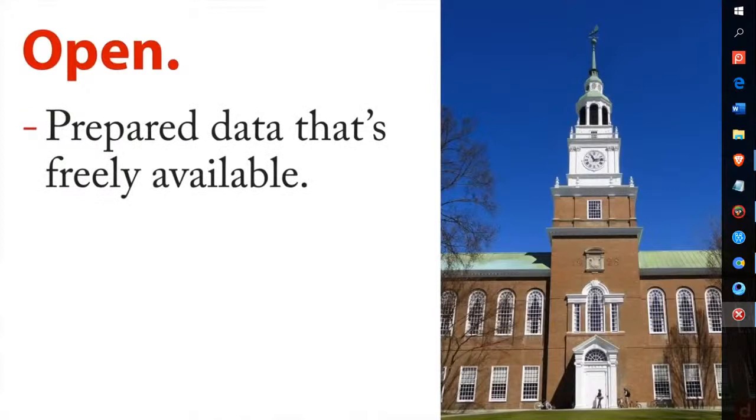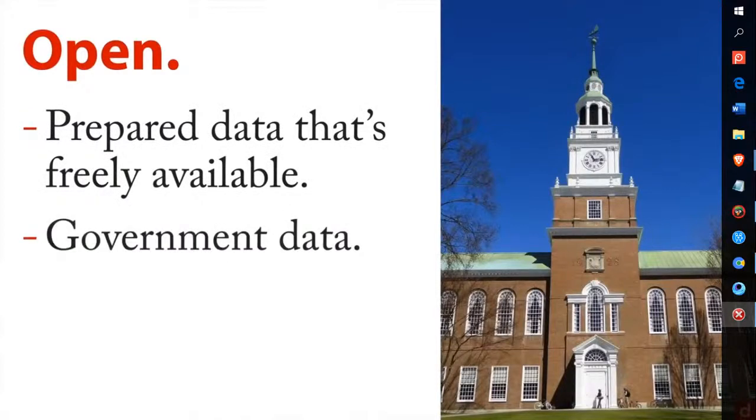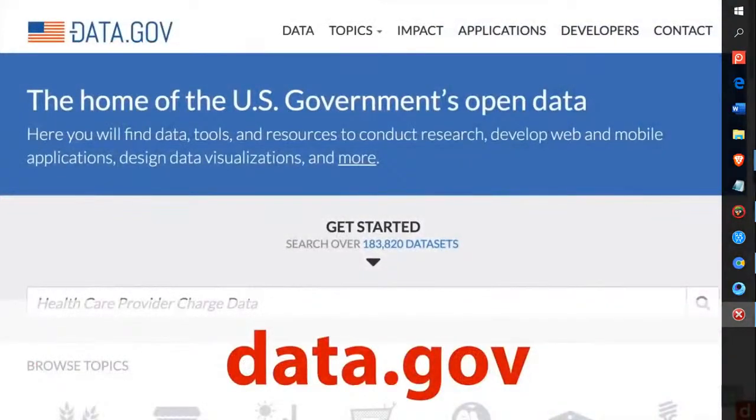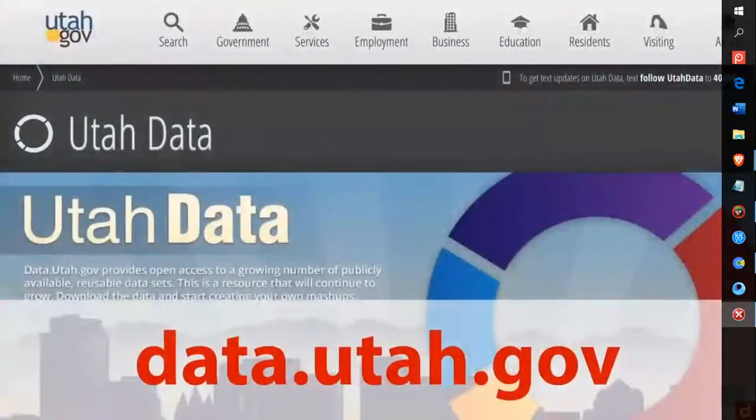Now, another choice is open data, like going to the library and getting something. This is prepared data that's freely available. It consists of things like government data and corporate data and scientific data from a number of sources. Let me show you some of my favorite open data sources, just so you know where they are and that they exist. Probably the best one is data.gov here in the US. It says right here, the home of the US government's open data. Or you may have a state level one. For instance, I'm in Utah and we have data.utah.gov, also a great source of more regional information.